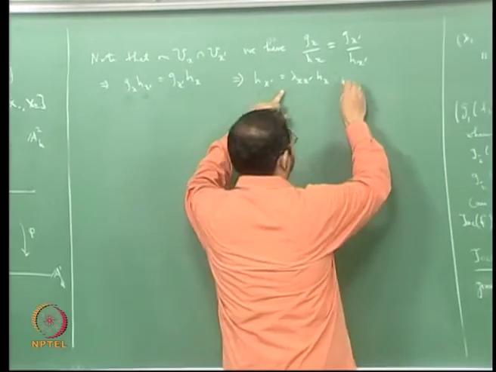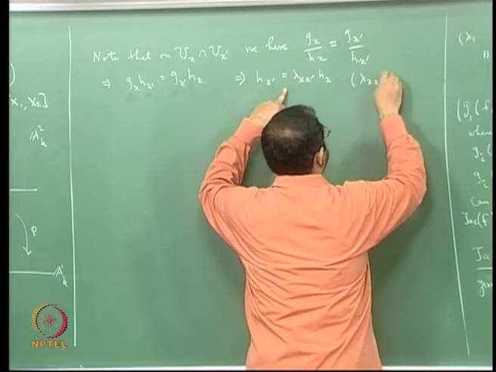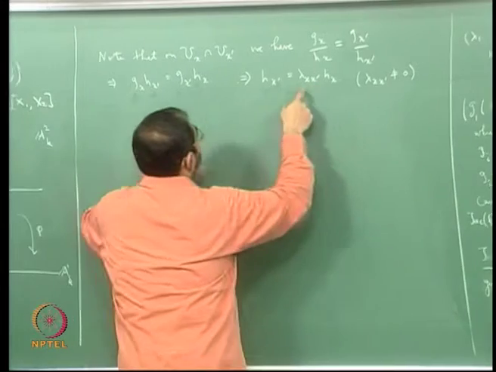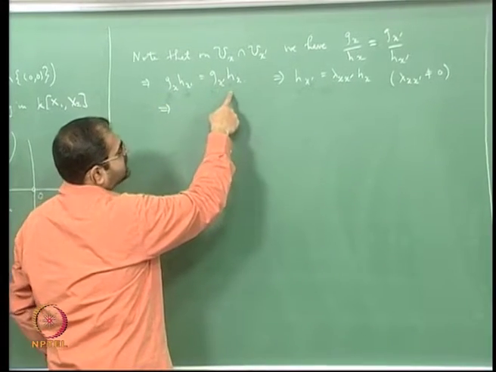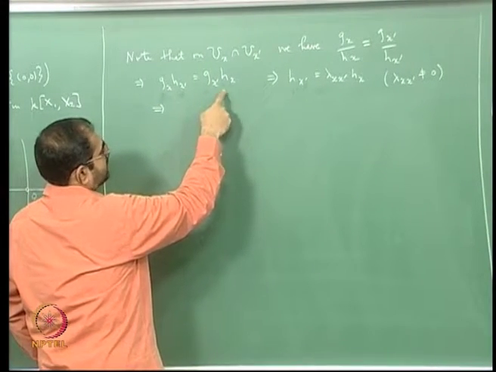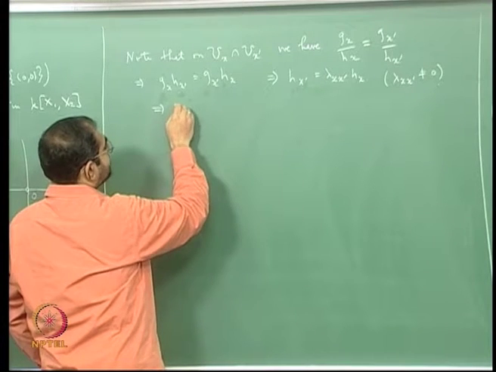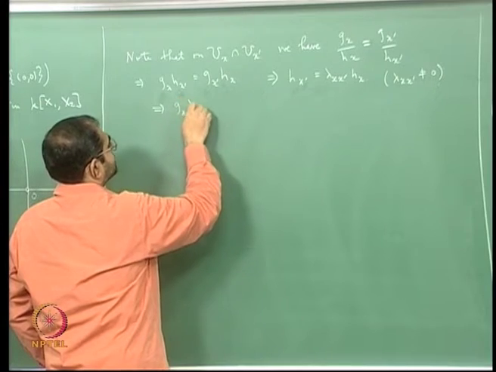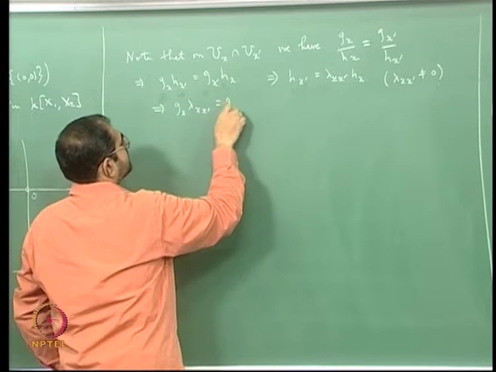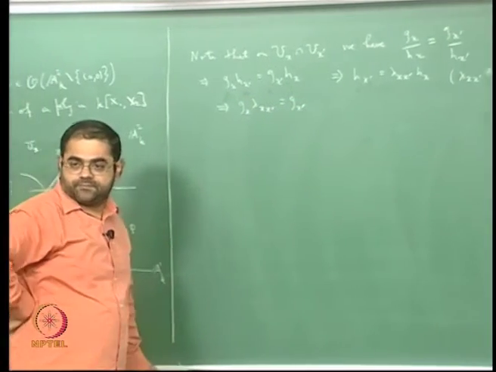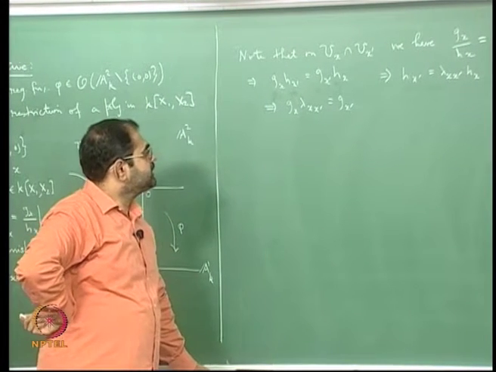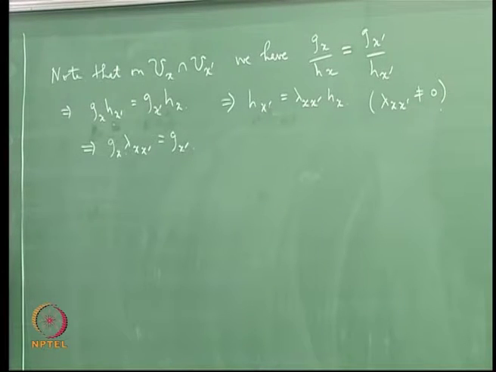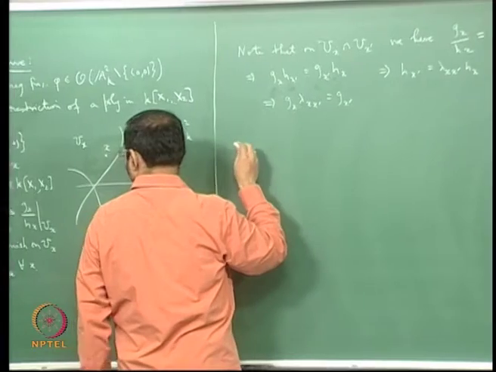So this lambda x x prime is not 0, and if you put that back into this, what you will get is that Gx into lambda x x prime is equal to Gx prime. So it also tells you that the G's differ by a non-zero constant multiple of one another. Now I am going to do the following thing.